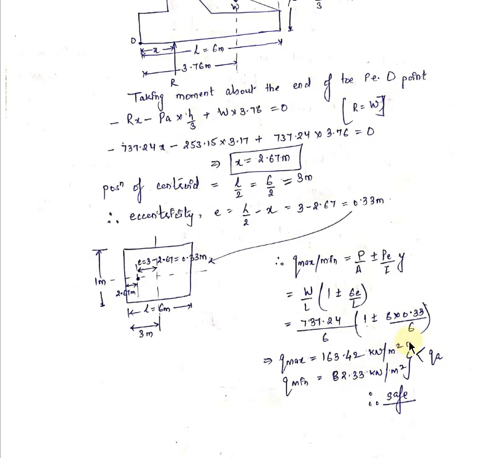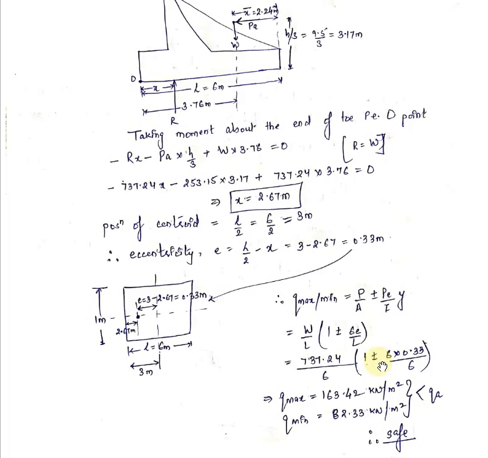You will see that both of these values, both the stresses due to the total incoming downward load, are smaller than the safe bearing capacity of the soil. What was the safe bearing capacity of the soil? 210 kilonewton per meter square. So all of these stresses, maximum and minimum, due to the total vertical downward load are lesser than the safe bearing capacity of the soil. Therefore, it is safe against soil pressure.